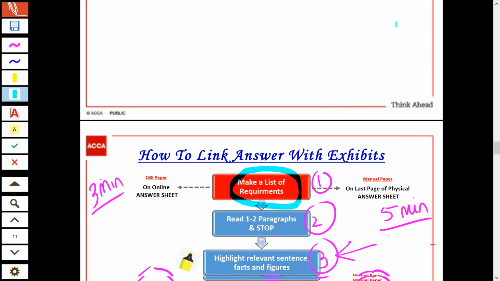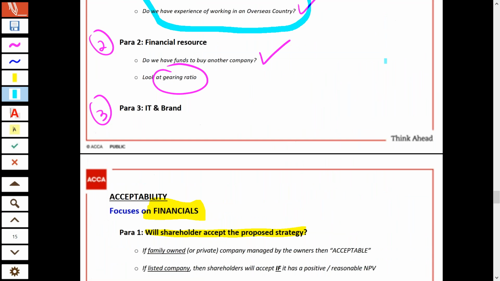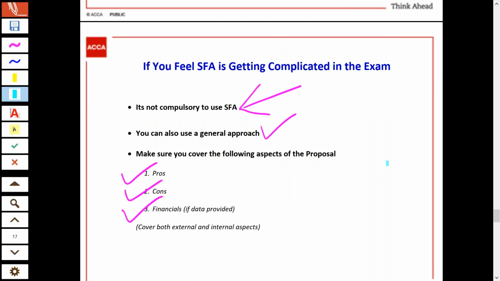So we talked about SFA, and I think we did pretty good. What I suggest now is, if you want, you can do this question at home. Just 1B. Those of you who are giving the CBE paper can do this on the CBE platform so that you get hands-on experience. And those of you who are doing it manual, you solve this question on a piece of paper. Once you solve this, both the CBE students and the manual students, you will find out how easy or how difficult it was.